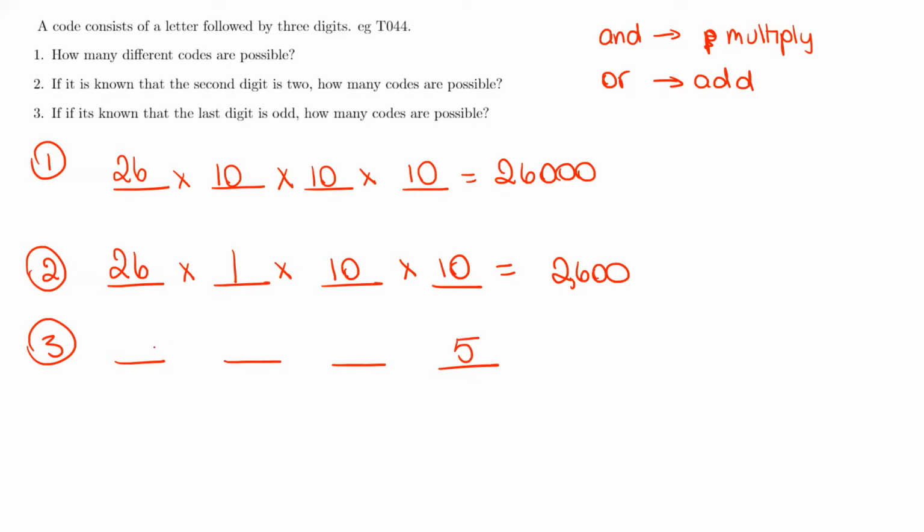How many choices do we have for the first? Well, in that case, we have 26 letters, so it'll be 26. We have 10 in this case here for the second one, and we have 10 in this case here. So we have 26 choices for the first, and 10 for the second, and 10 for the third, and 5 for the final one. And again, that's and, so that means multiply them all out. And if we multiply them all out, we'll get 13,000. So there's going to be 13,000 different codes that end with the last digit being odd.